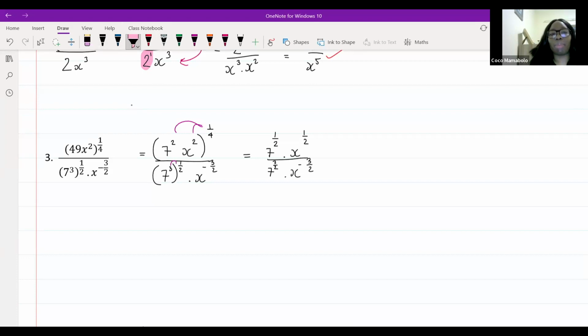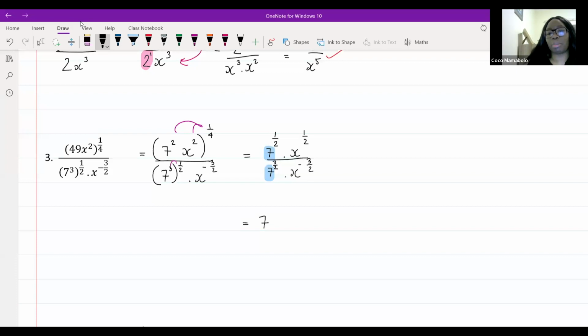Now, remember, guys, these are like bases being divided. So I'm going to keep my base. And what am I going to do with my exponents, guys, if I'm dividing my like bases? What must happen to my exponents? Anybody remember? It's not the hard part. Yes, Kulani, absolutely. We must subtract our exponents.